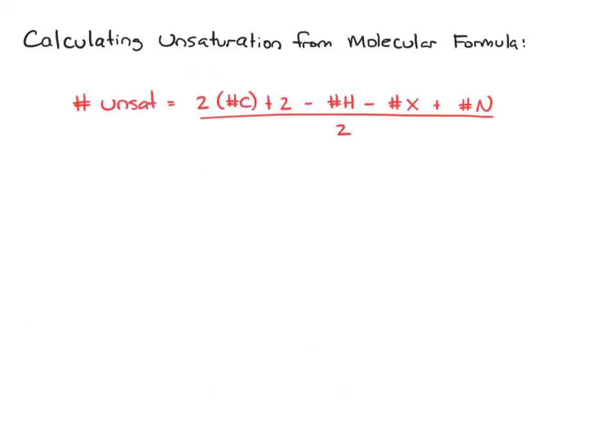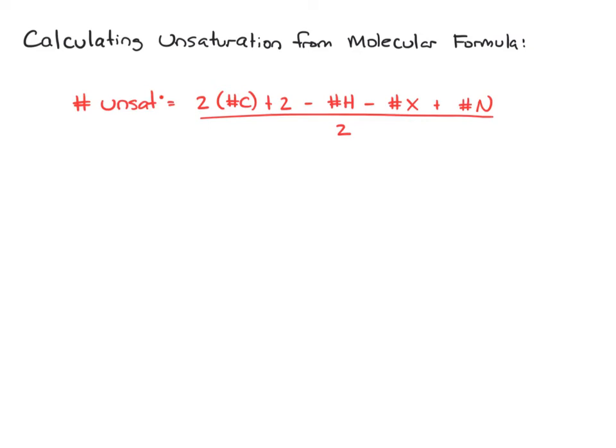In addition to figuring out how many unsaturations a molecule has, we can actually do this from a molecular formula as well. And this is something that's going to be a little more useful to us later on when we start to do NMR, where we're given a molecular formula and we have to figure out the structure from that formula. We're going to learn how to do this calculation.